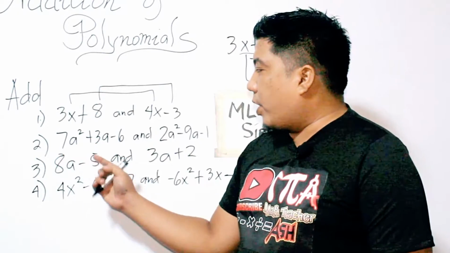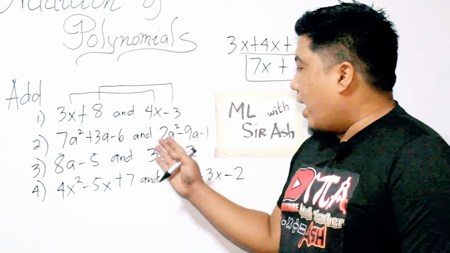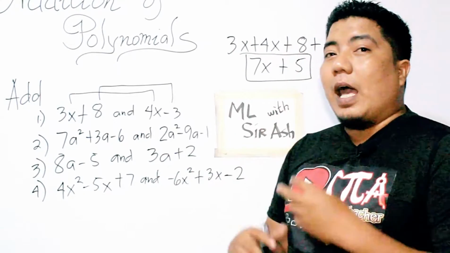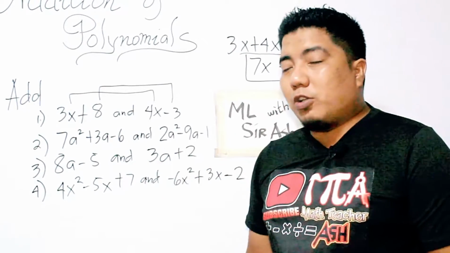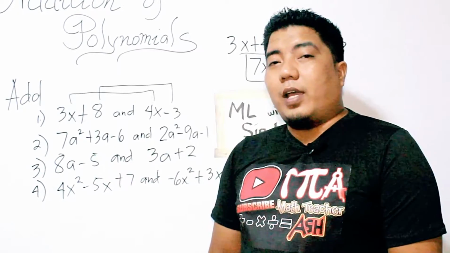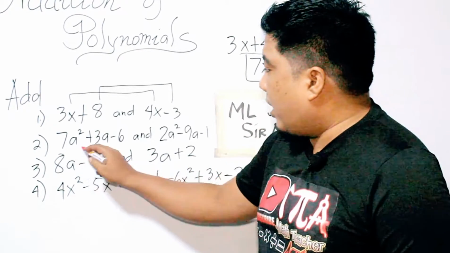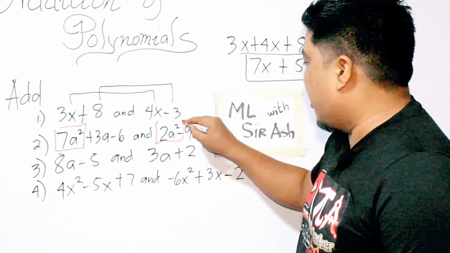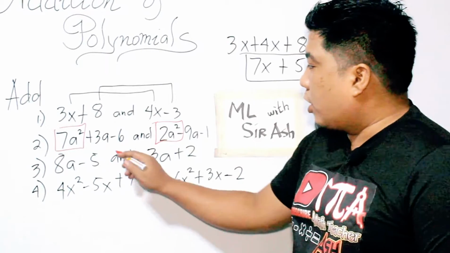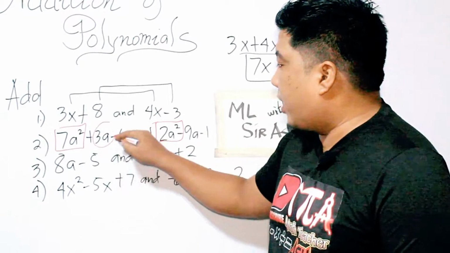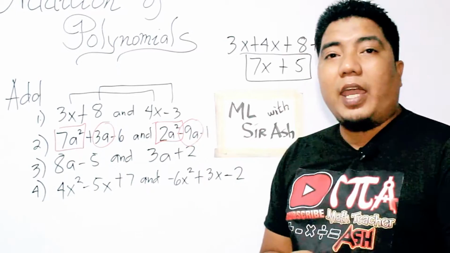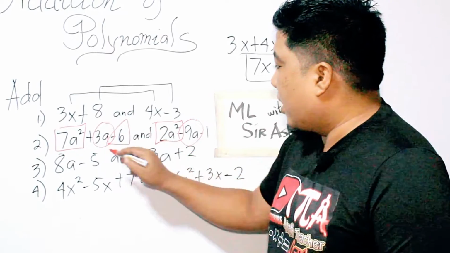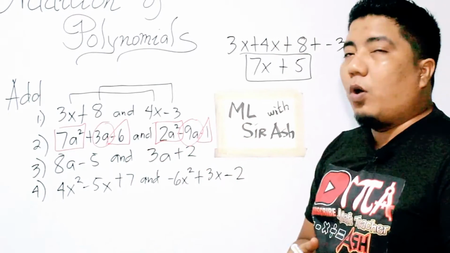We have 7a squared plus 3a minus 6 and 2a squared minus 9a minus 1. Question is, how do we add them? So by using the horizontal method, first is we need to get the common terms. So the a squared, which is the quadratic term, the common of this one is this one. Of course, for our linear term, the common of 3a is negative 9a. And for the common of negative 6, that is the constant term, that is negative 1.